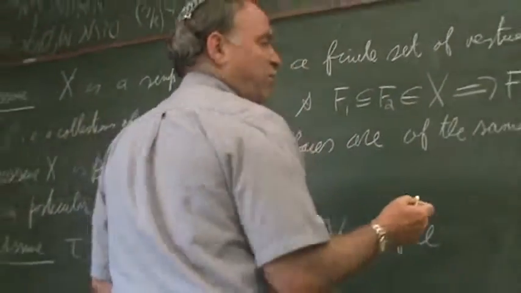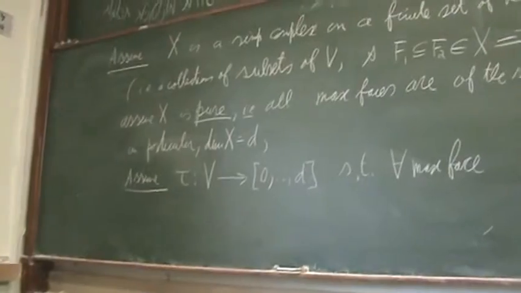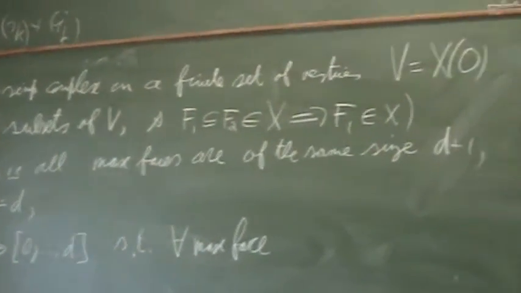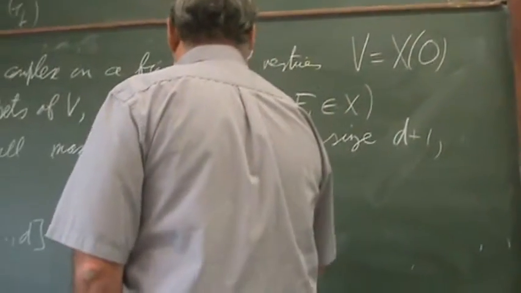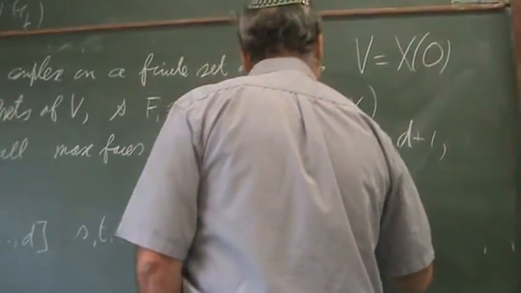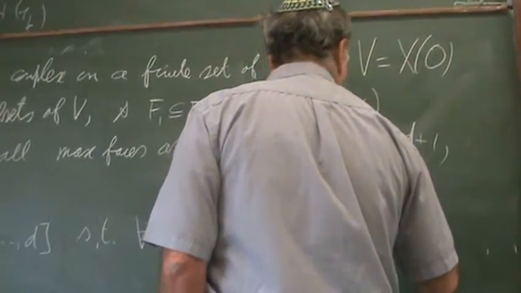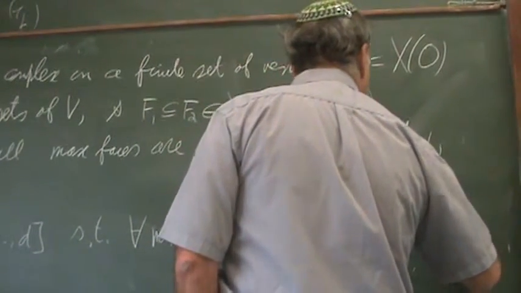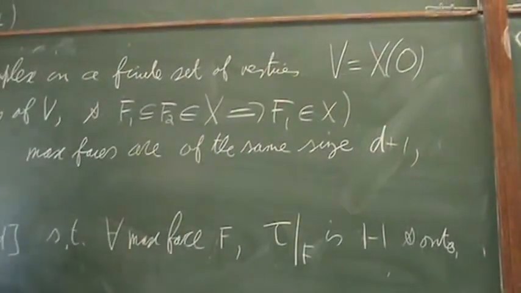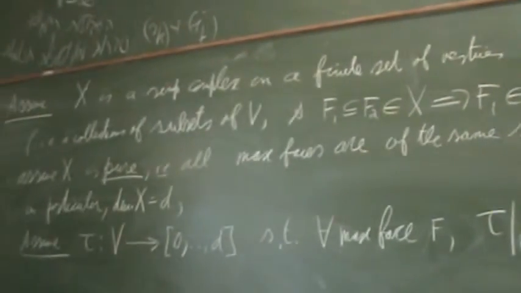Complex, which is of dimension d, and therefore it has d plus 1 points, face f, tau restricted to f is 1 to 1, and therefore also on 2, right? Because tau, so assume I have such a coloring.